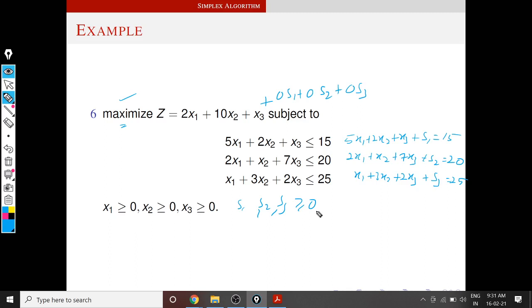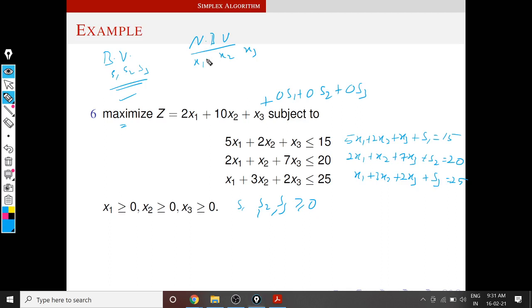How to write the initial simplex table? We set the basic variables as the slack variables, that is s1, s2, s3 are basic. What are the non-basic variables? All other variables are non-basic. Here all other means x1, x2, x3. So initially our decision variables x1, x2, x3 are non-basic. For a starting purpose we take slack variables as basic and decision variables as non-basic.